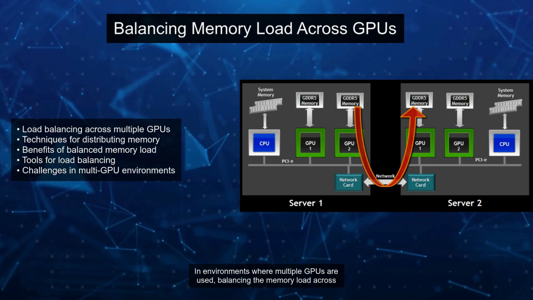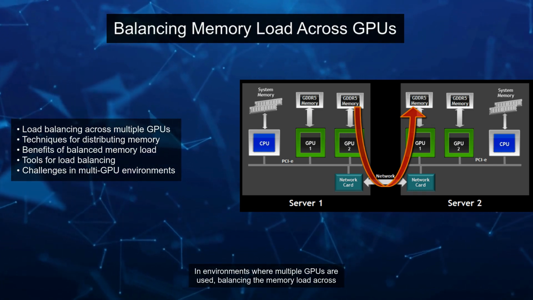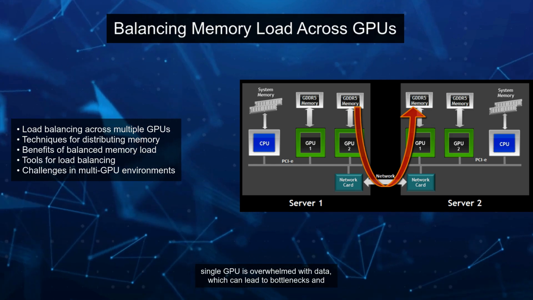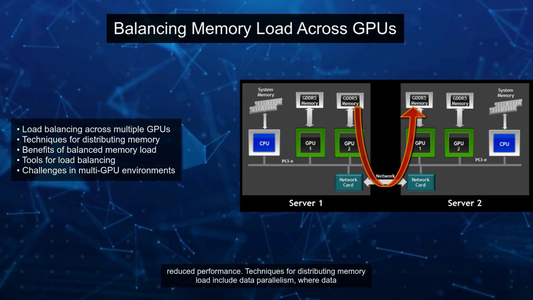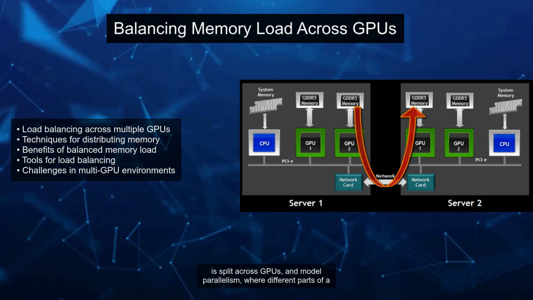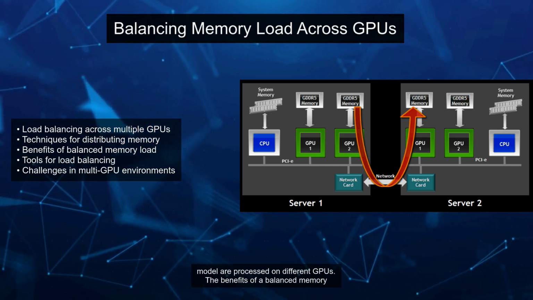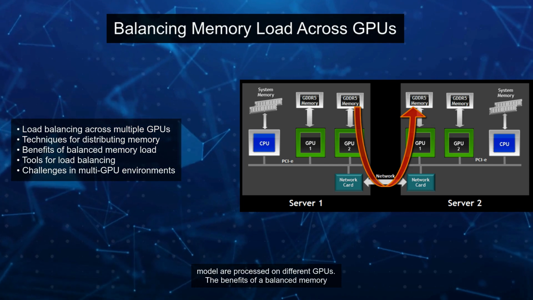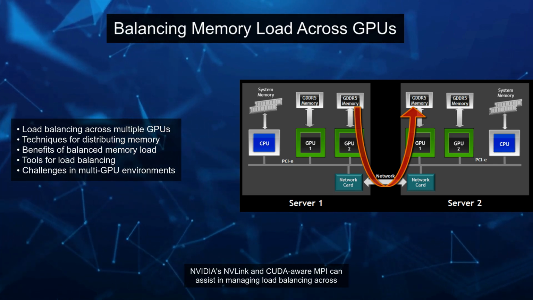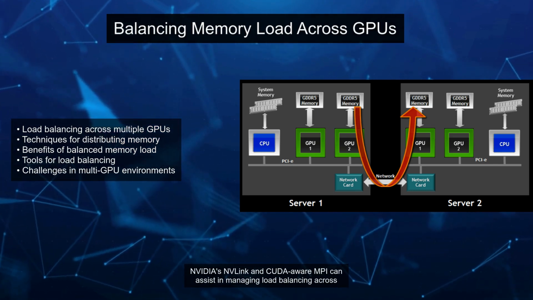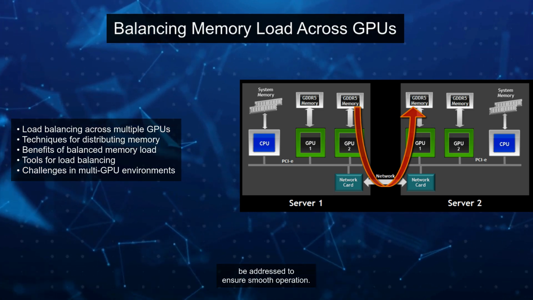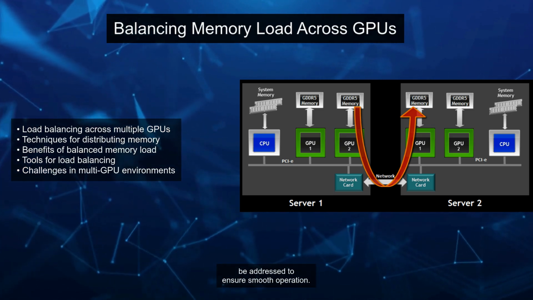In environments where multiple GPUs are used, balancing the memory load across different units is essential for optimal performance. Load balancing ensures that no single GPU is overwhelmed with data, which can lead to bottlenecks and reduced performance. Techniques for distributing memory load include data parallelism, where data is split across GPUs, and model parallelism, where different parts of a model are processed on different GPUs. The benefits of a balanced memory load include improved performance, reduced processing time, and increased efficiency. Tools like NVIDIA's NVLink and CUDA-aware MPI can assist in managing load balancing across GPUs. However, challenges such as data synchronization and communication overhead need to be addressed to ensure smooth operation.